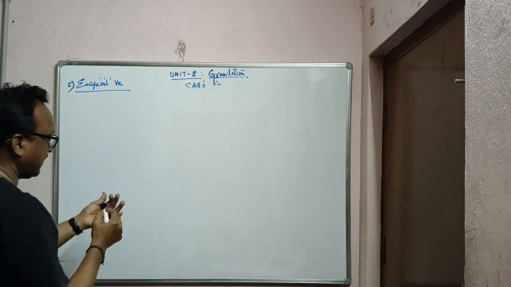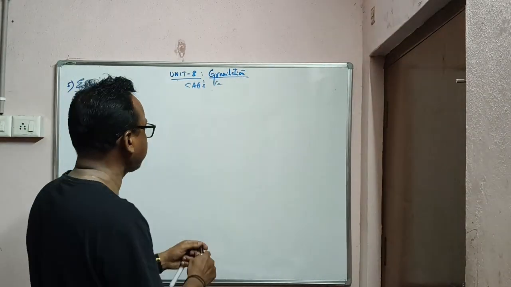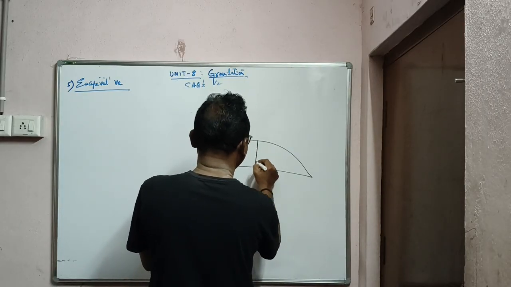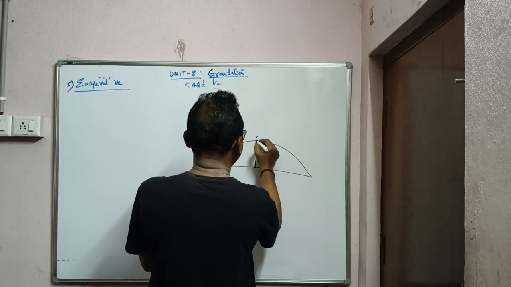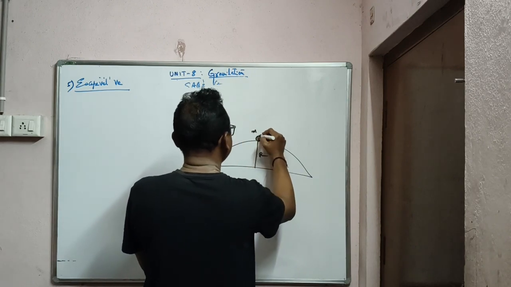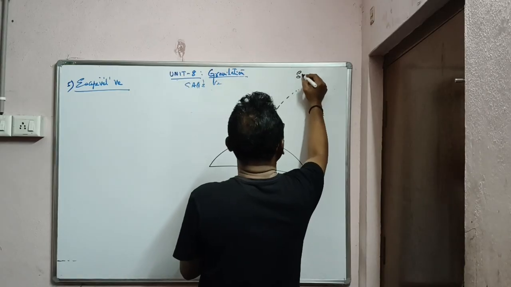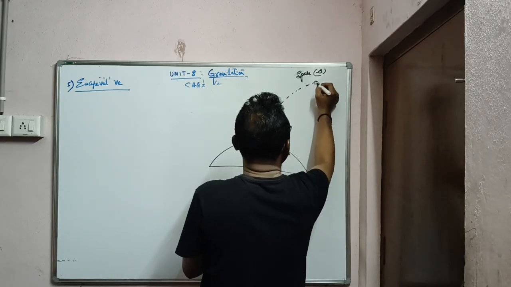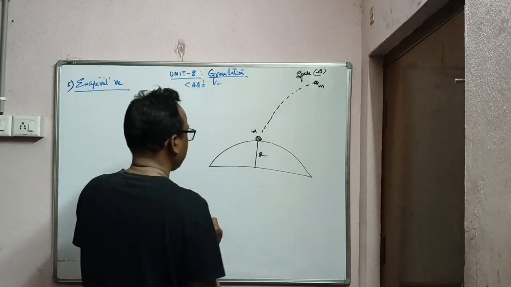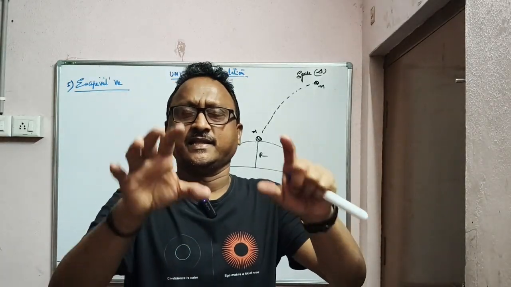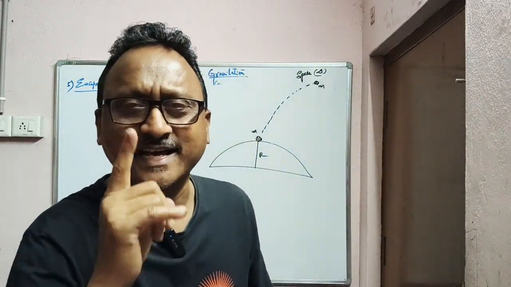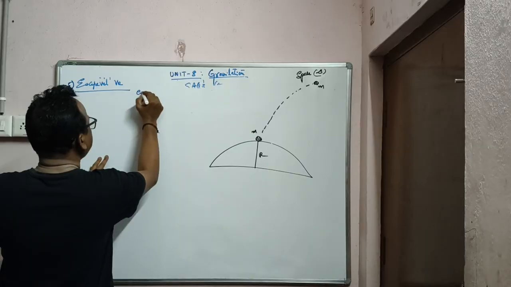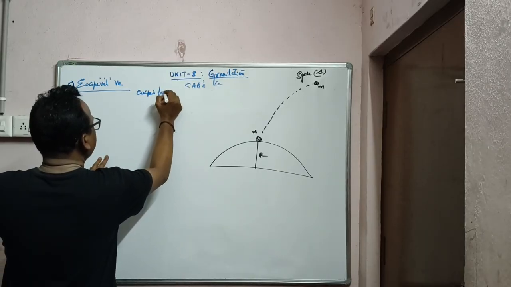Escape means it should escape from the gravitational pull. He also asked for the expression, so look at the derivation. This is the earth surface, radius R. So from this a body having mass is escaping to space, that is infinity, somewhere over here. Now what is escape velocity? The velocity given to a body such that it escapes from the earth's gravitational pull.